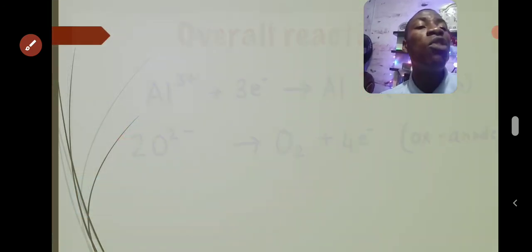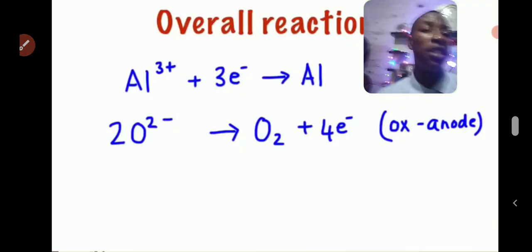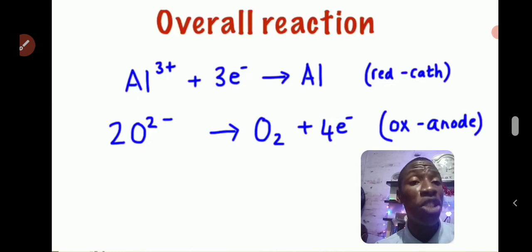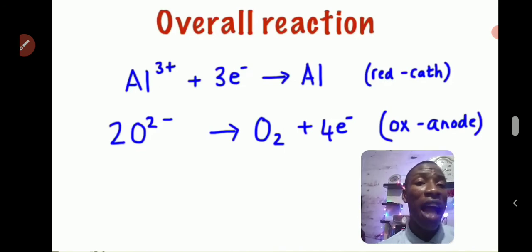Now let's see the overall reaction of the electrolysis. We have already seen that the aluminium ion is reduced at the cathode, while the oxide ion is oxidized at the anode.